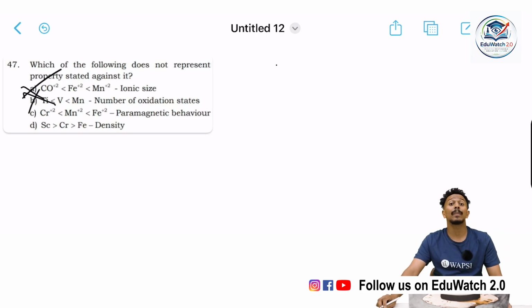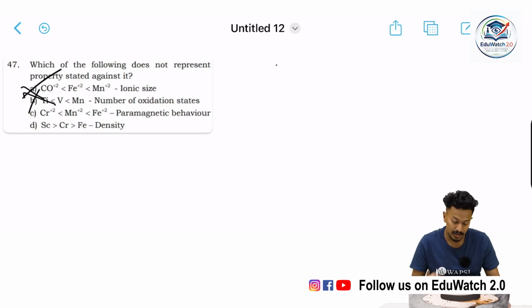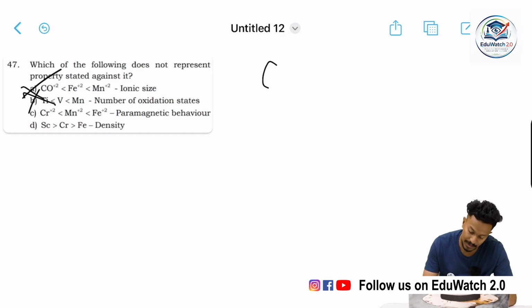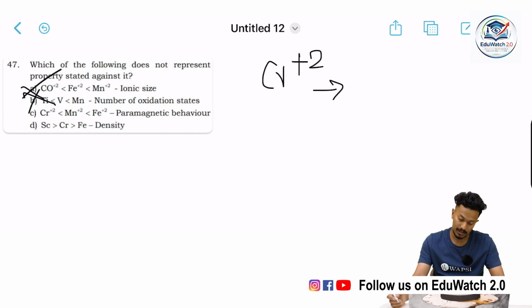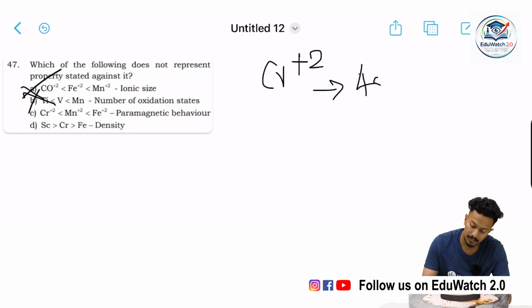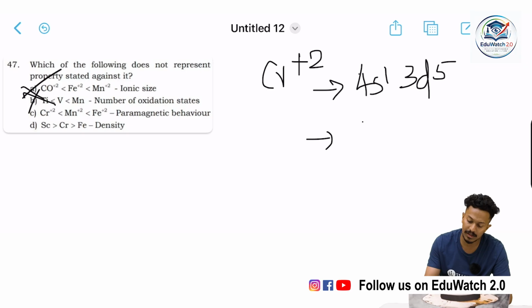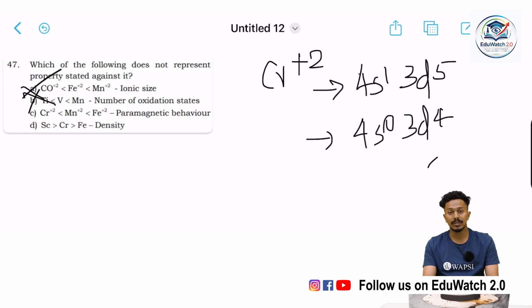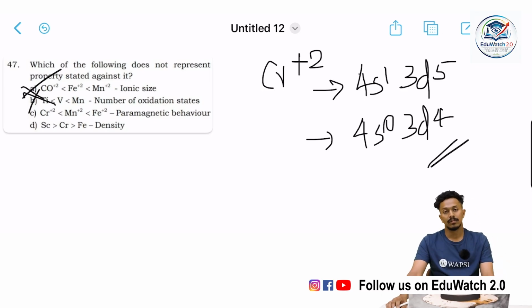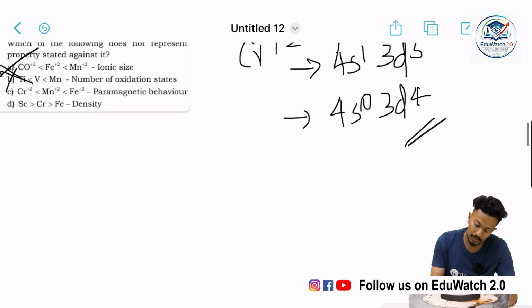And we will discuss the paramagnetic behavior of these 3 compounds. Chromium 2+: what is the electronic configuration of chromium? It's actually 3d5 4s1. Removal of 2 electrons gives 4s0 3d4. There are 4 unpaired electrons and it is paramagnetic.